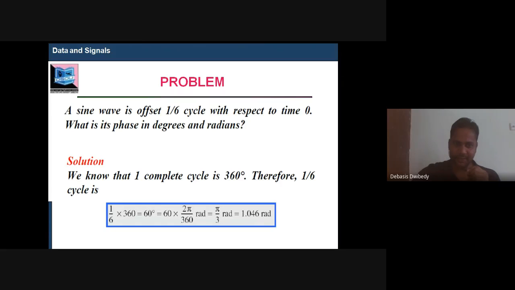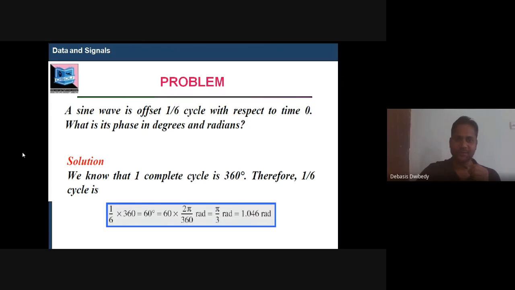Okay, then jitna cycle shift hua hai, हम उसका पहले डिग्री में देखेंगे कितना डिग्री शिफ्ट हुआ है. तो 1 by 6 यहां पे साइकिल शिफ्ट हुआ है, तो 1 by 6 into 360, तो 60 डिग्री शिफ्ट हुआ है. Again we will convert it into radian. तो रेडियन का थंब रूल ये था कि 2 pi radian equals to 360 degree. So 1 degree equals to 2 pi by 360 radian, 60 degree equals to 60 into 2 pi by 360 radian. So we will get pi by 3 radian और 1.046 radian. So I guess you understand this problem.